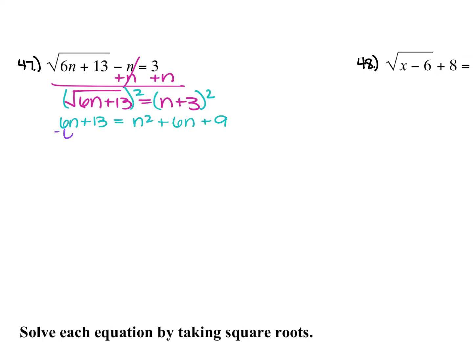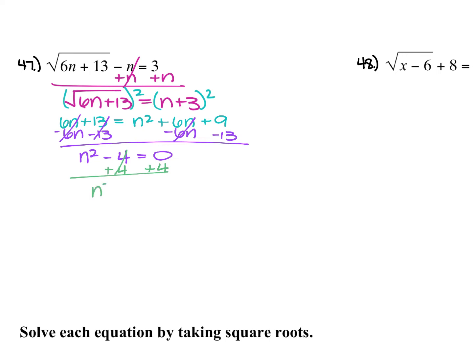Move your 6n over, subtract it from both sides. Move 13 over, subtract it from both sides. You're going to solve n squared minus 4 is equal to 0. This factors to be n minus 2 times n plus 2. Because you just have the n squared, not an n, you can also move the 4 over and have n squared is equal to 4. Take the square root of both sides and get that n is plus or minus 2.